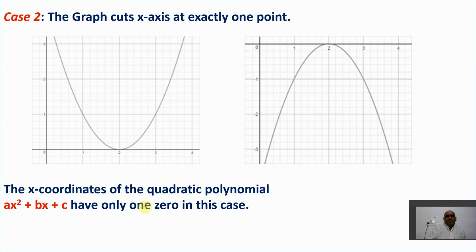And why is it like this? Because it is very, very obvious. See, look in the graph. If you look at the diagram here, in case number 2, the graph cuts the x-axis at exactly 1 point. This is the 1 point here on the x-axis. So here the degree is 1. So if the degree is 1, there is only 1 zero of this polynomial.